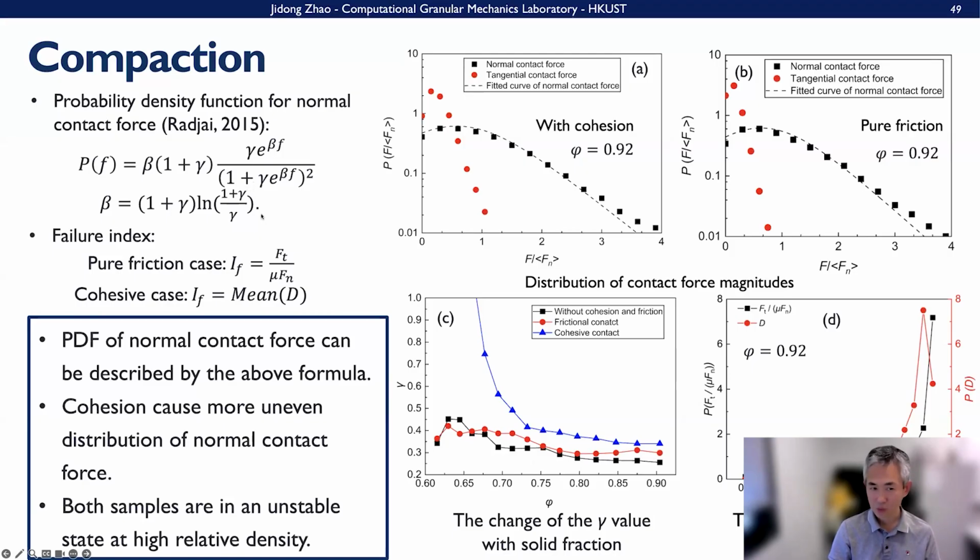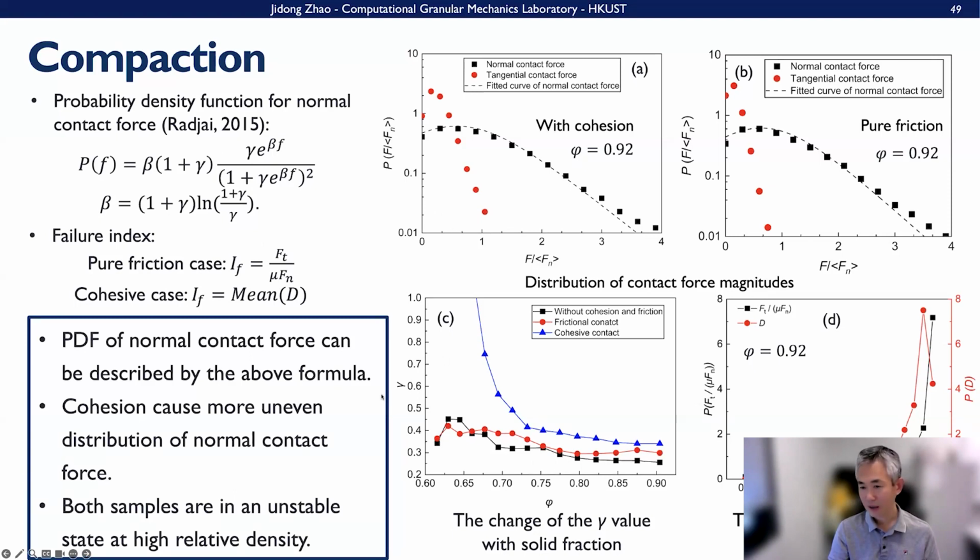Our results show that the PDF of this normal force can be nicely fit by the theoretical model. And in the cohesion part, the cohesion can cause a more uneven distribution of normal contact force, because you can imagine the cohesion developed during this compression process will prevent the sliding, right? And this will generate an uneven normal contact force distribution here, right?